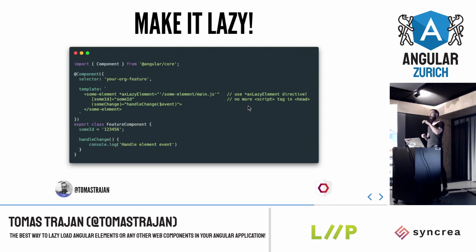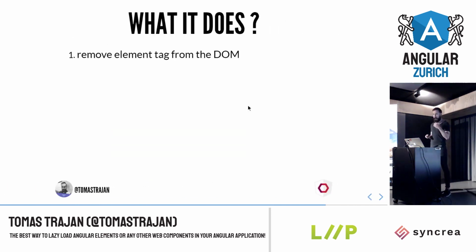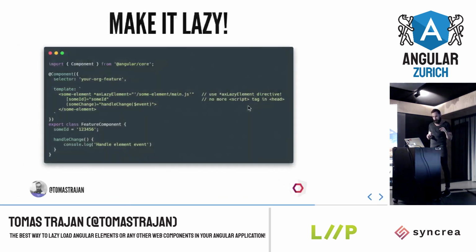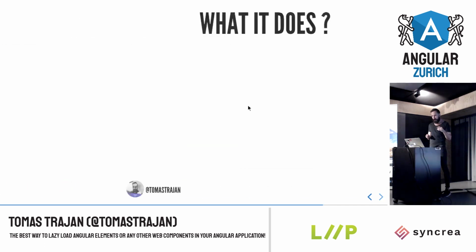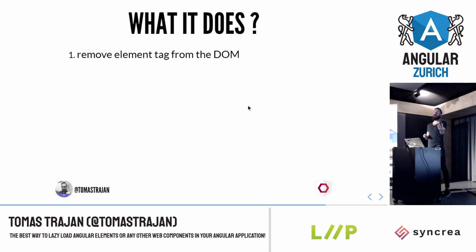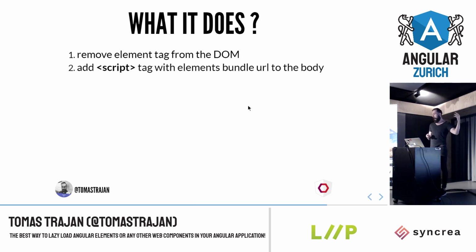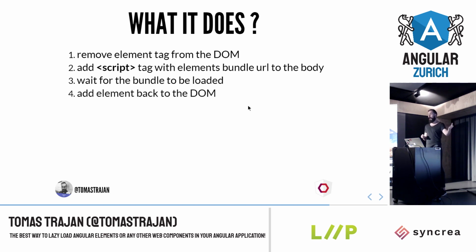Or if it's in a component which is displayed from the start, but there is an ngIf condition, so it's not shown yet, it will only be downloaded when it is really rendered, when the condition in ngIf was set to true. So what does it do? It started with the star, if you remember. There was this star in the beginning. That means it's a structural directive. So it removes that element from the DOM because we don't have the bundle yet. Then it adds a script tag to the body to download the element bundle. And after that, it waits until it's loaded, and when it's loaded, it adds the element back to the DOM.